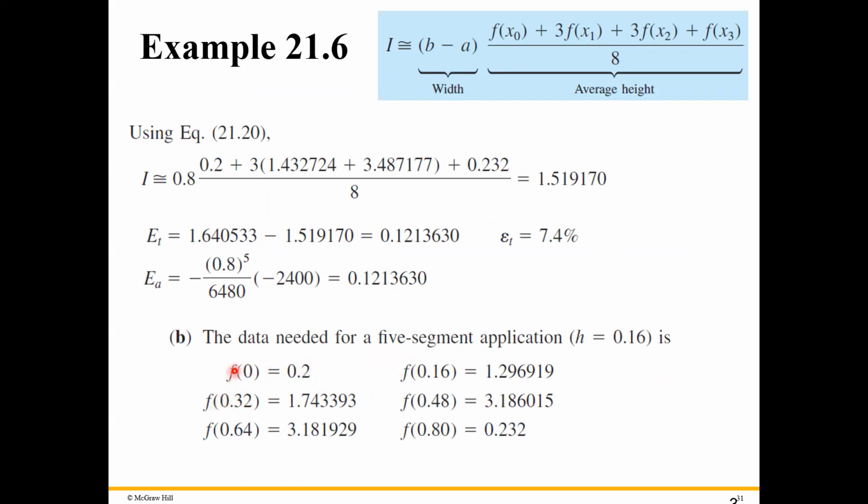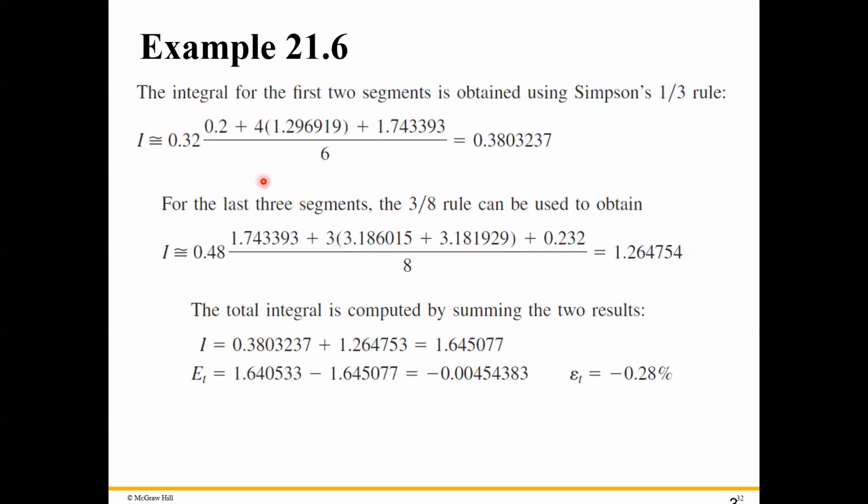This is because we are applying the Simpson's 1/3 rule for the first 3 points. So this will be a, this will be b. So 0.32 minus 0, divided by 6, and then the first point plus 4 times the second point, plus the last point. So it gives us 0.38.